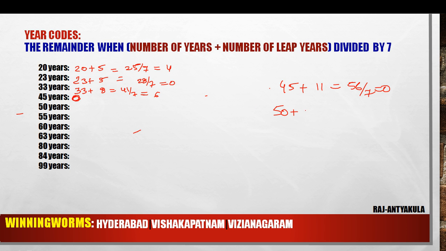50 plus the number of leap years will be 12, because the highest multiple of 4 less than 50 is 48. So 50 plus 12 is how much? 62. When 62 is divided by 7, what is the remainder? 2. So the year code for 50 is 2. For 55, how can you write? So 55, how many leap years are there? 13. So 55 plus 13 is how much? 68. So 68 divided by 7.